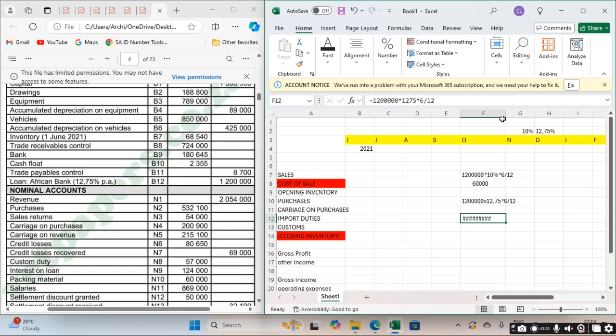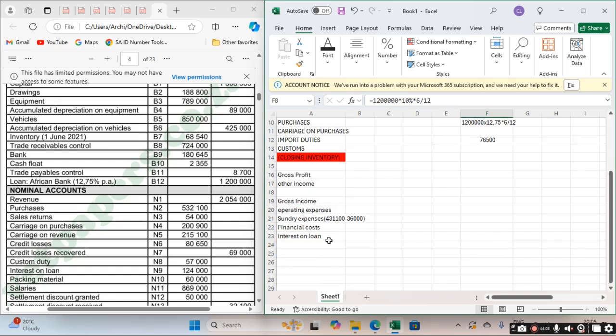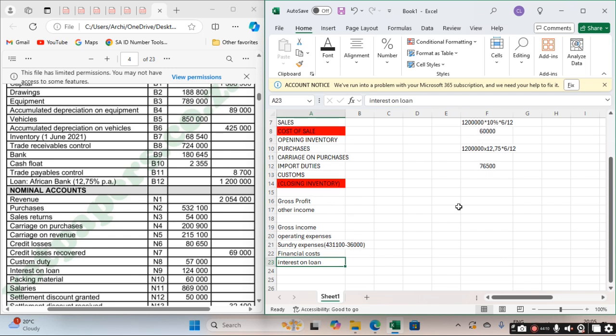Okay, so this is incorrect. Yes, it's incorrect. It's 12.5%. Then when you say enter, you get 76,500. So our total interest on loan, we're going to say this amount plus this amount to get our total interest on loan. Interest on loan will be under our financial cost. So here we're going to have open bracket, 76,500 plus 60,000 to get our total interest on loan.